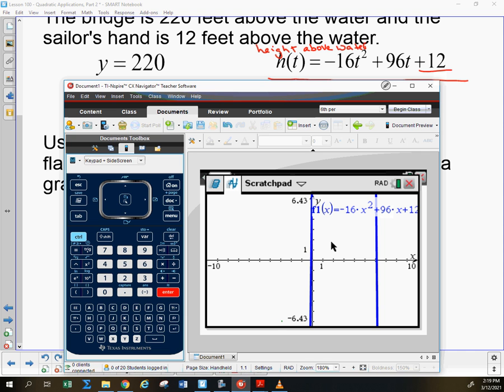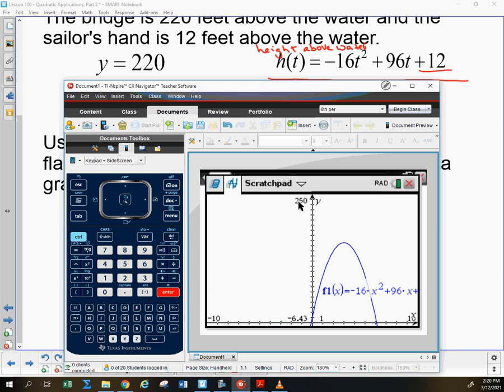So I know that I'm trying to get up to that bridge that is 220 feet high. So I don't think that 6.43 is anywhere close to high enough. So I'm going to click on that one and change that to, well, I know I want to go higher than 220. So let's try 250. Maybe that'll be high enough. And enter. Oh, nice. Now I can see it in there.